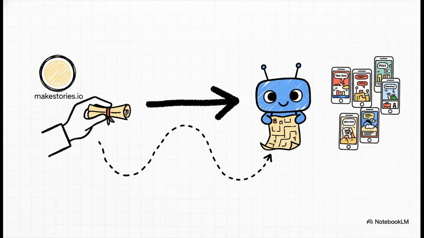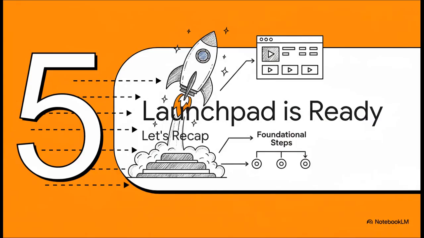And now for the very last piece of this whole puzzle, this sitemap. Just go back to makestories.io one last time, and you'll find a sitemap URL. Copy that, head back to your new Search Console property, find the sitemap section, and paste it in. This is basically giving Google a direct map to all of your stories, so it can find them and show them to people way faster. And that's it. With those 3 steps done, your technical launchpad is officially built and ready for liftoff.